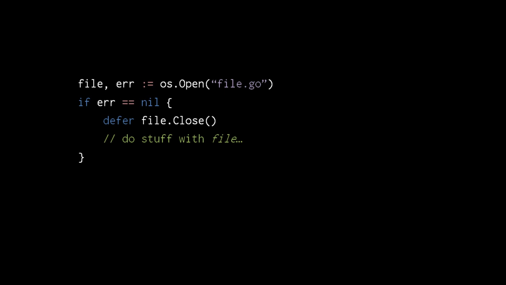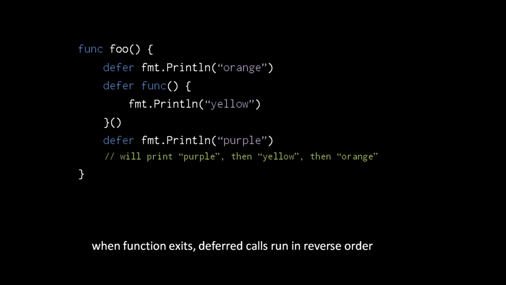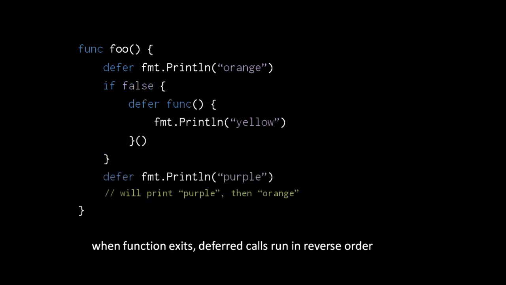We can fix this by putting the close in a defer immediately after checking that the file opened successfully. Now, if we have to return early while using the file, it will still always get closed, because when execution leaves a function, the deferred calls run in the reverse order in which they were deferred. So upon exiting, this function will print purple, then yellow, then orange. Understand, though, that only defer statements which execute actually queue up a function call. Here, the second defer will be skipped over, and so the function, when exiting, will print just purple, then orange.